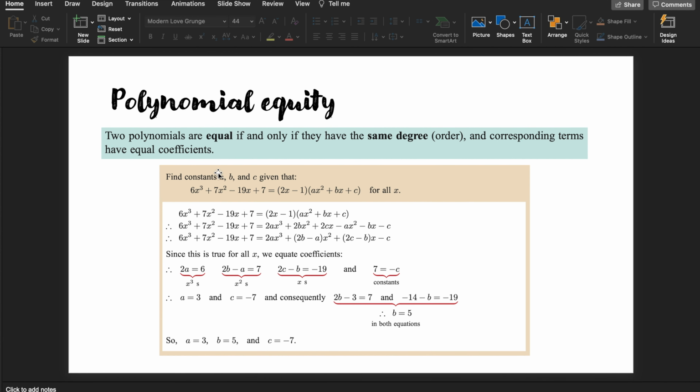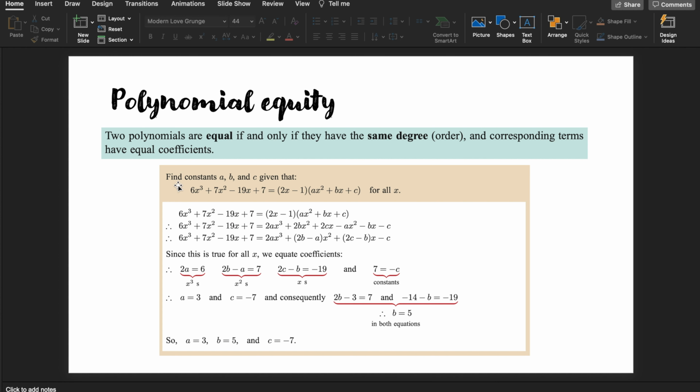So now let's look at this example. We have to find constants a, b, and c given that this statement is true for all values of x. So what you have to learn from this is that if the variable has the same exponent and there is an equal to symbol in between, then when you simplify this, whatever coefficient is next to the x cubed term, you can equate it according to this rule. Let's look at the worked example to ensure that this concept is quite clear.